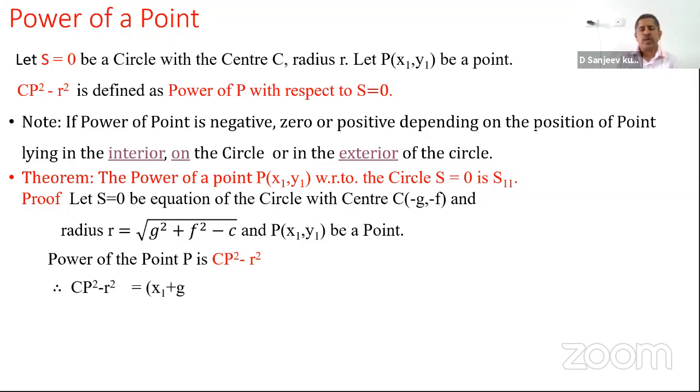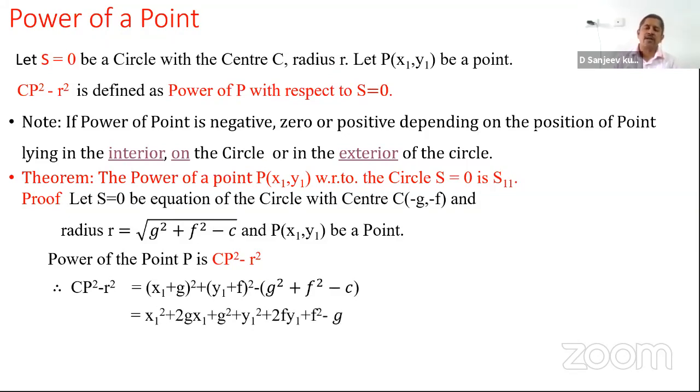So it is (x1 + g)² + (y1 + f)² − g² − f² − c, because c already has a negative sign. So expand this. Again it is x1² + 2gx1 + g² + y1² + 2fy1 + f² − g² − f² − c.